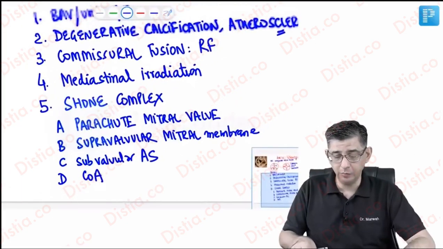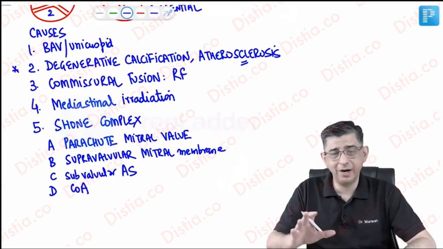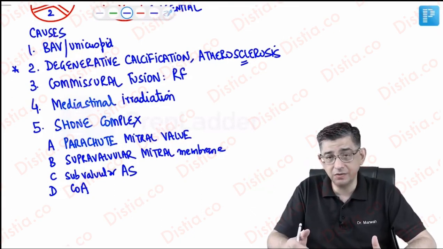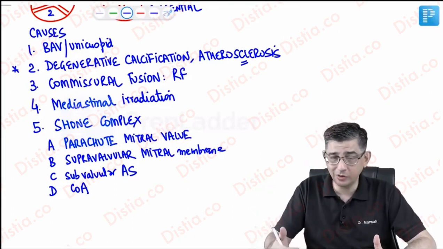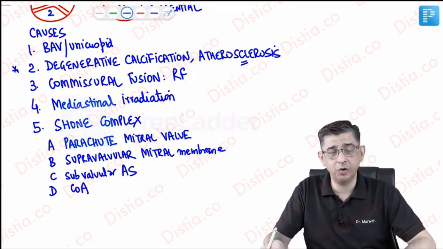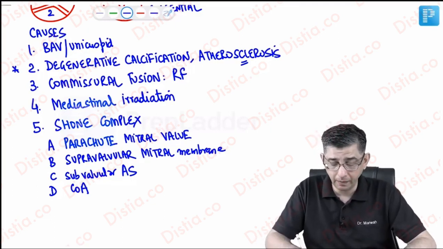And out of all of these, majority of the times in the exam, they're mainly going to talk about an old man, 60, 65, 70s, and there's a degenerative calcification with concomitant atherosclerosis in the root of the aorta. So the person will develop a substantial amount of LVH, and therefore subendocardial ischemia and angina will be one of the reasons why these patients will come to you.